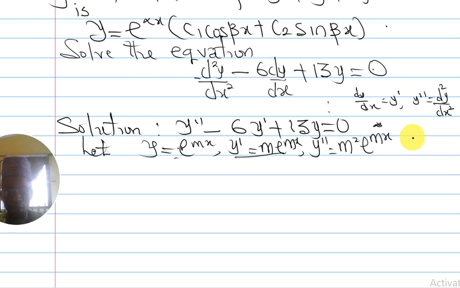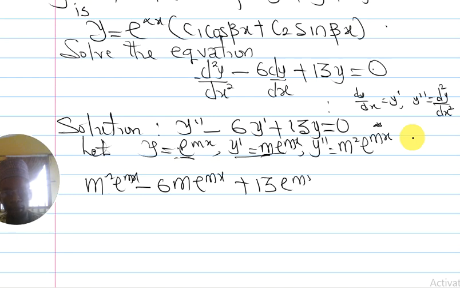Now look at this equation. Let me put all the values here. I can say m square e^mx minus 6m e^mx plus 13 e^mx. Now let me factorize this exponential out. We have e^mx into m square minus 6m plus 13. Now everything is equal to 0.